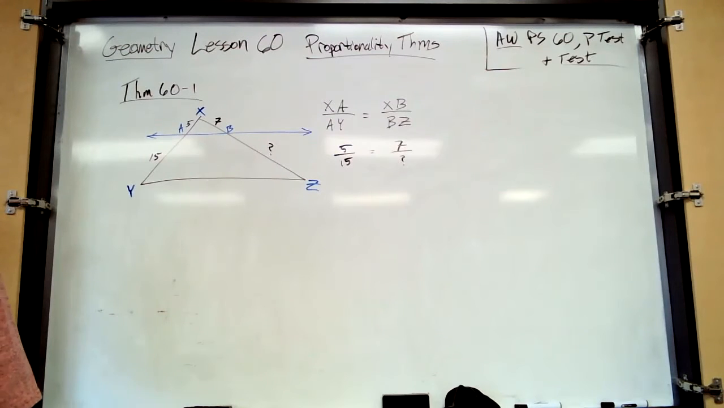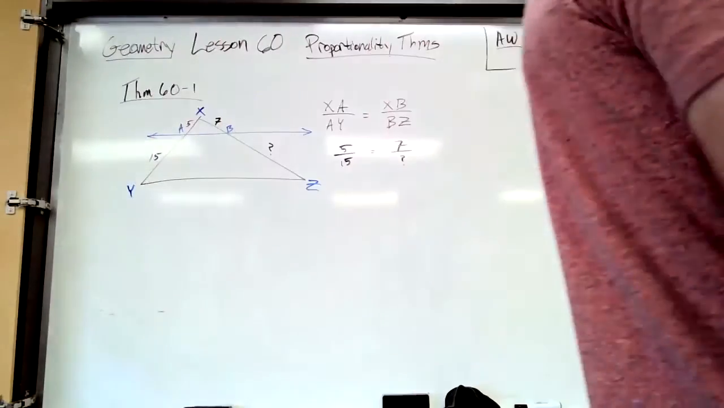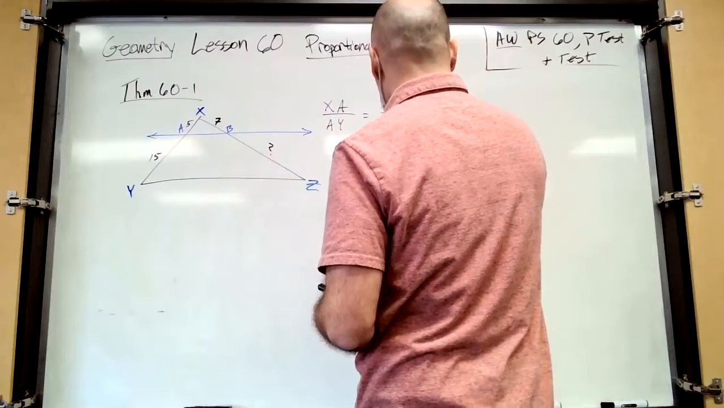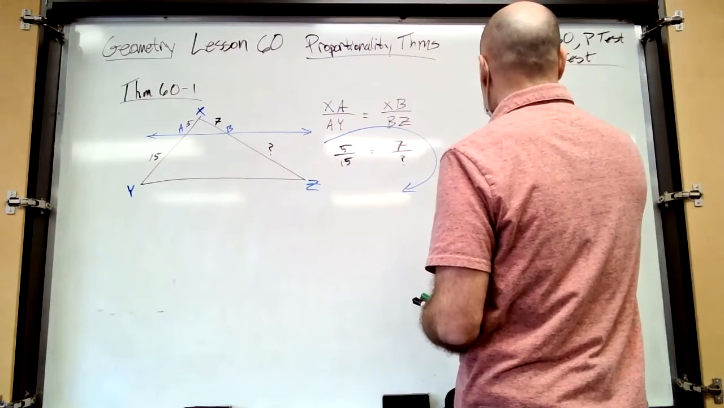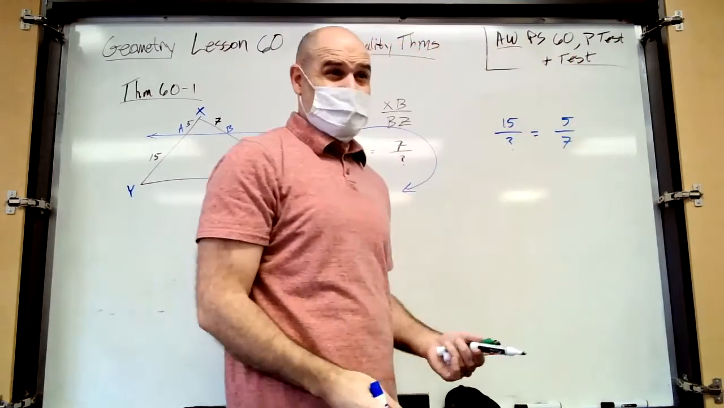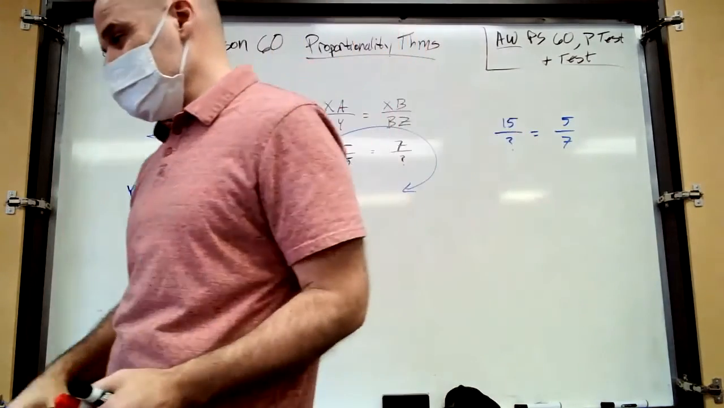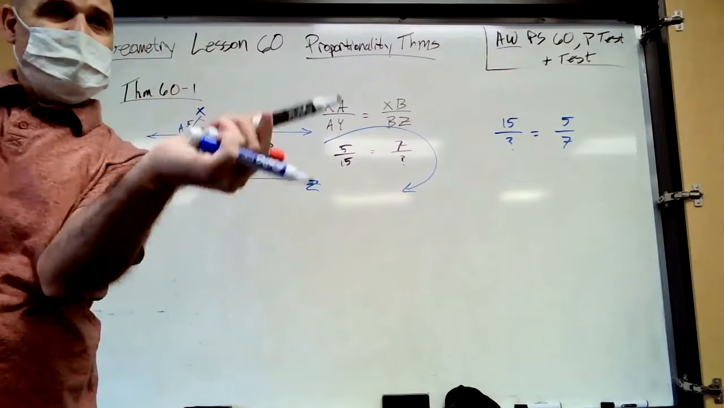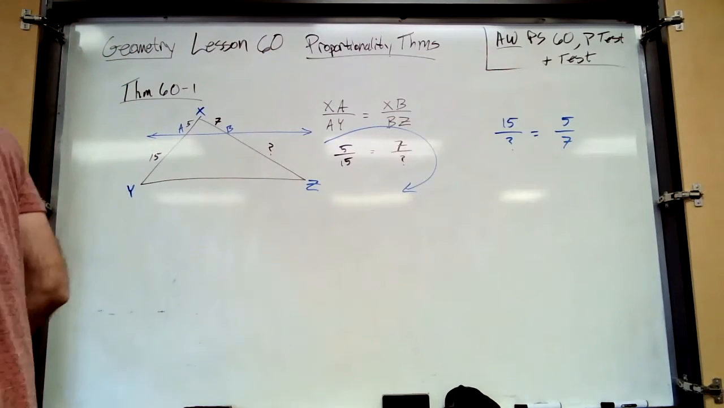Now, remember, proportions, you can rotate them and it still works. So if I rotated everything a quarter turn, then I'd have 15 over question mark equals 5 over 7. Does that still work? Yeah, it does. So proportions, as long as you keep the numbers in the same order, you can rotate them clockwise or counterclockwise, or flip them upside down. It doesn't matter.